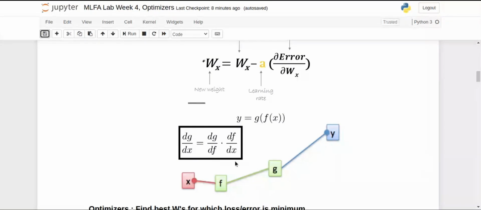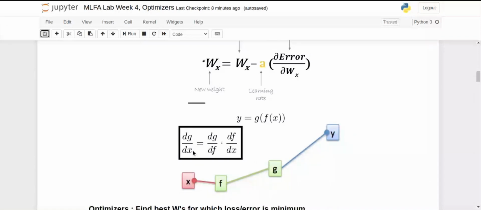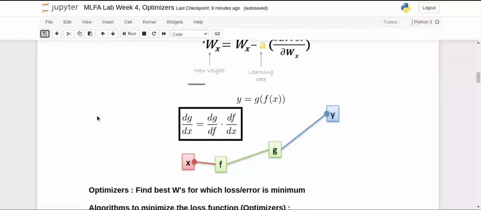So, I think it is clear. First, you can think of this dg as d error and dx as wx. Then it will calculate the loss in this way. It will first calculate the change in error here due to the weights here, and then the change in output here due to the weights here. That is how this gradient is calculated.